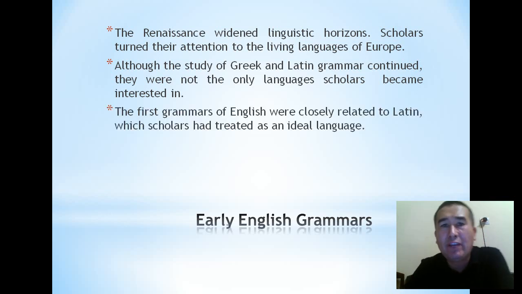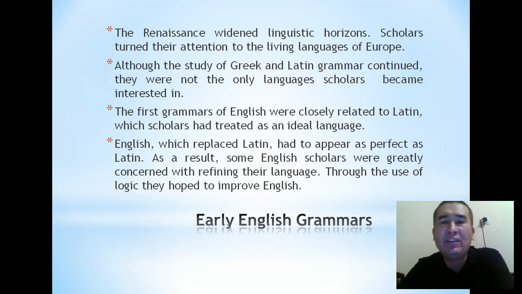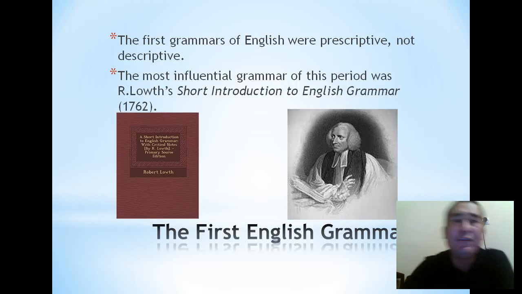The first grammars of English were closely related to Latin, which scholars had treated as an ideal language. English, which replaced Latin, had to appear as perfect as Latin. As a result, some English scholars were greatly concerned with refining their language. Through the use of logic, they hoped to improve English. The first grammars of English were prescriptive, not descriptive. So, as you see, early grammarians were mostly practical, not theoretical. The most influential grammar of this period was Lowth's short introduction to English grammar.